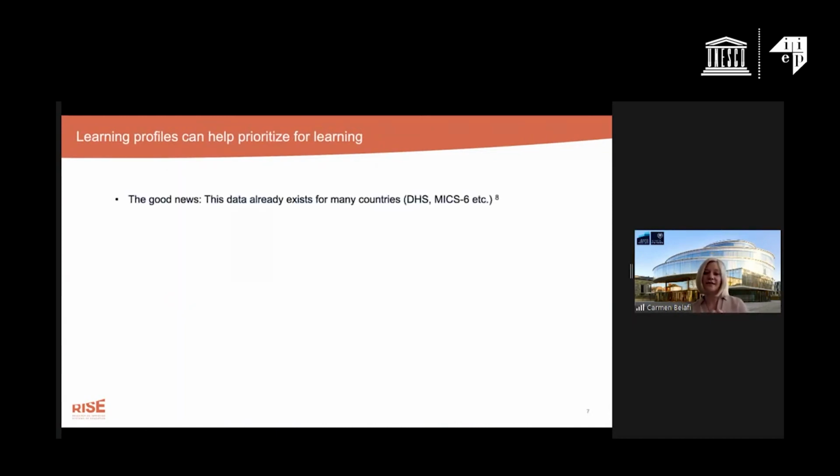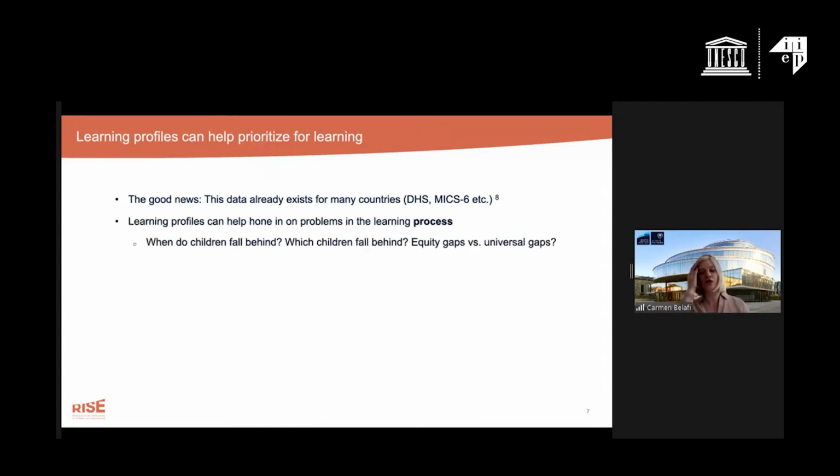First, the good news is that this data already exists for many countries. So I've highlighted a few, but MICS 6, for instance, is now covering more than 30 countries and will expand to over 60 countries by next year. And learning profiles have the advantage of really being able to hone in on problems in the learning process, answering questions such as, when do children fall behind? Which children fall behind? And what is the comparison between some of the equity gaps that I just described versus universal learning gaps? And now this can help align actors around a clear set of priorities for an education system.